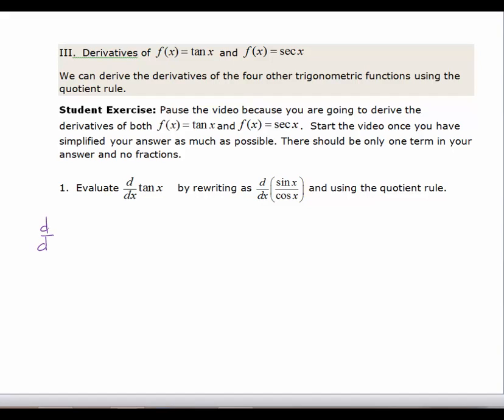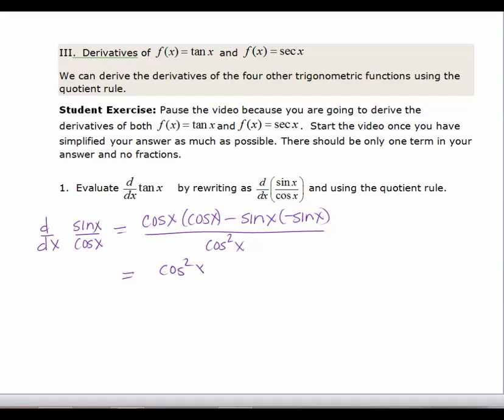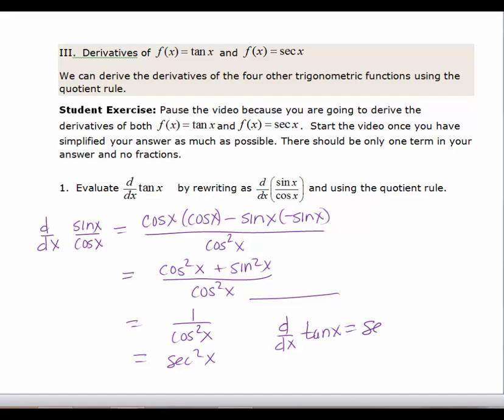All right, so we know that the derivative of tan is going to be the same thing as the derivative of the sine x over cosine x. This equals the bottom times derivative of the top minus top times derivative of the bottom, which would be negative sine x, all over the bottom squared, so cosine squared x. In the numerator, we get cosine squared x plus sine squared x all over cosine squared x. And so we can make our trig substitution, which is 1 over cosine squared x, which equals secant squared x. So the derivative of tan x is equal to secant squared x. So you've got another derivative to add to your list of derivative rules.